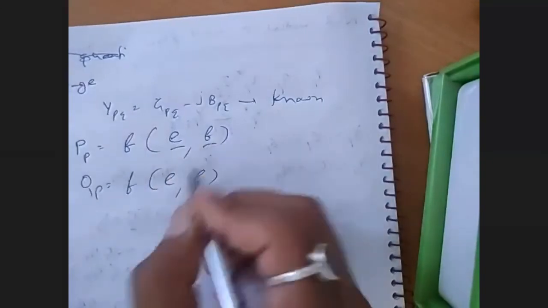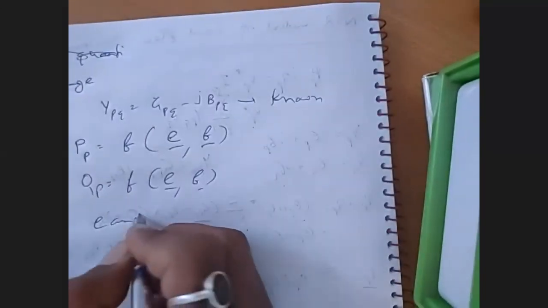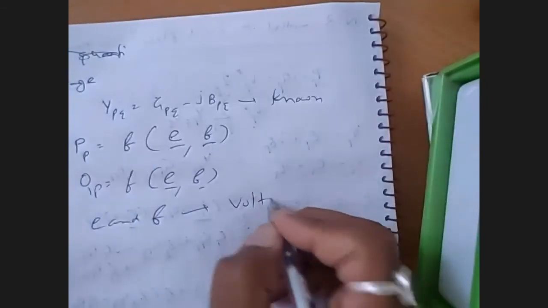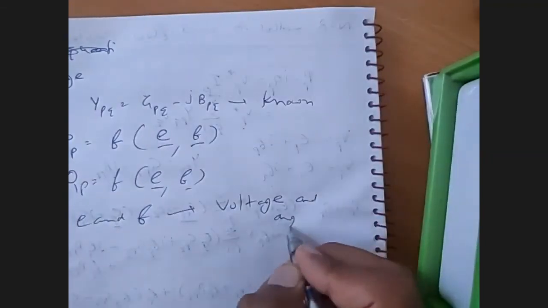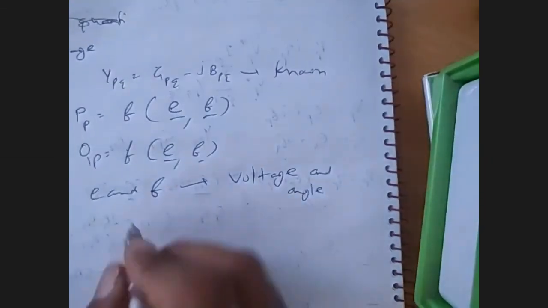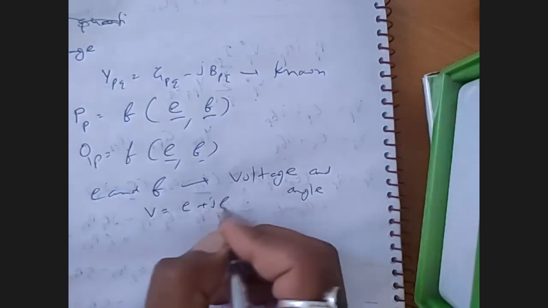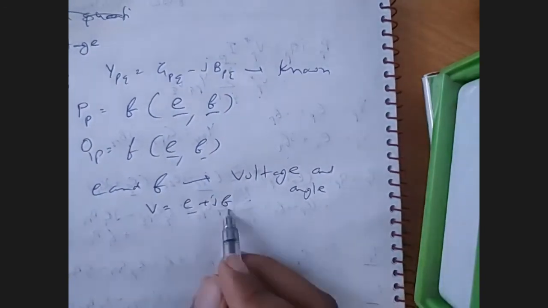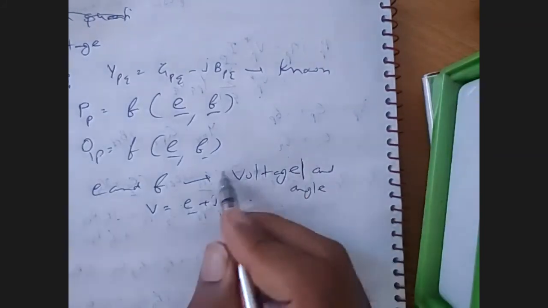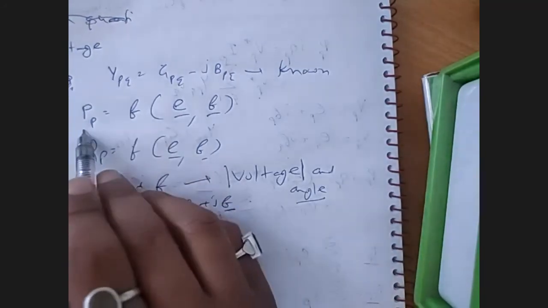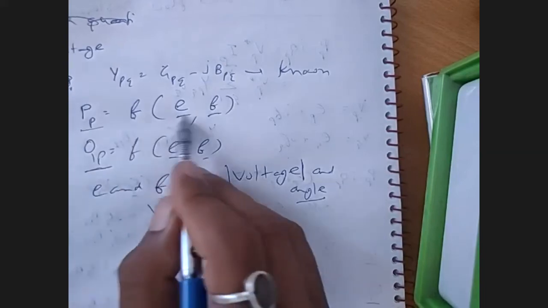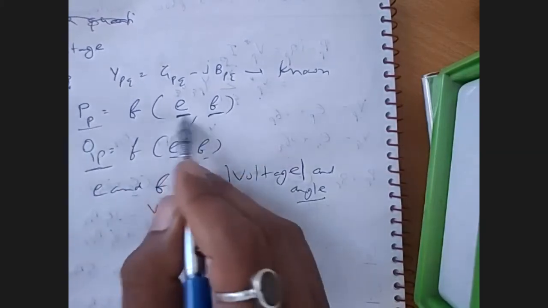And E and F depend on voltage and angle, because if you remember, V equal to E plus jF. So E and F depend on the magnitude of the voltage and angle of the voltage. That means your P and Q will be a function of E and F, the real part of voltage and imaginary part of the voltage.